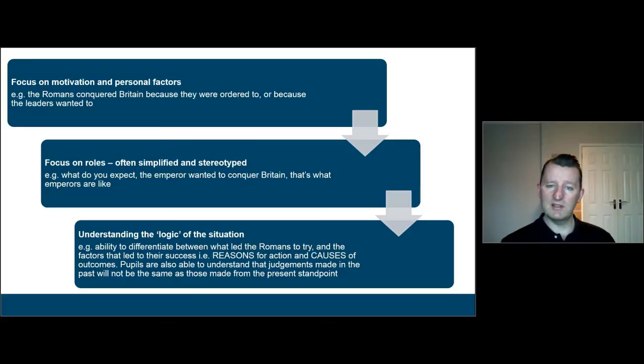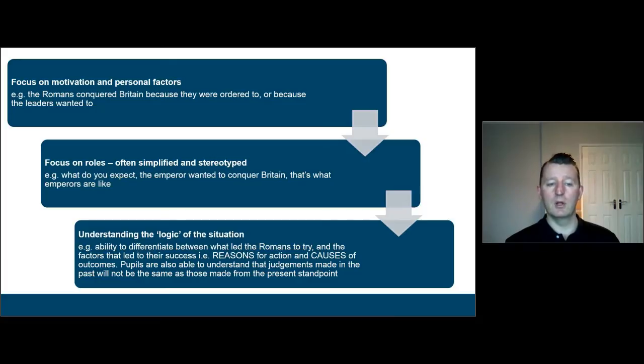We'll look at a more detailed version of this later on when we come to the reading, but at this stage this is what came out of their first tranche of empirical research, that we might start with younger children focusing on motivation and personal factors. For example, the Romans conquered Britain because they were ordered to, or because their leaders wanted them to. A more developed sense of causation would be a focus on roles, although this might often be simplified and stereotyped.